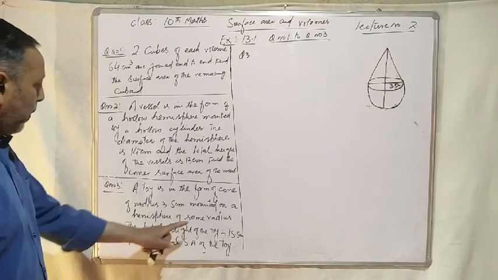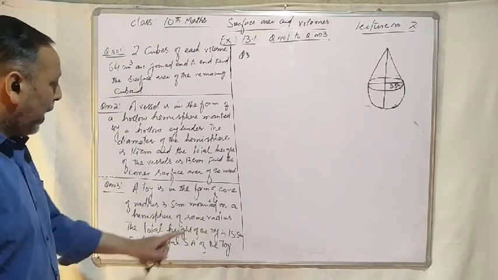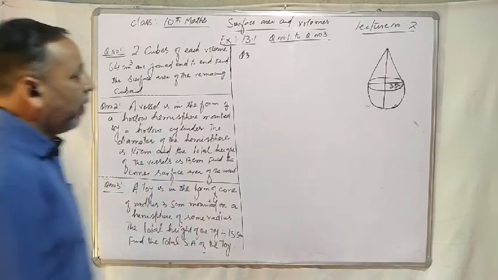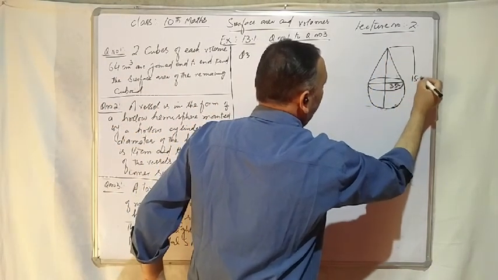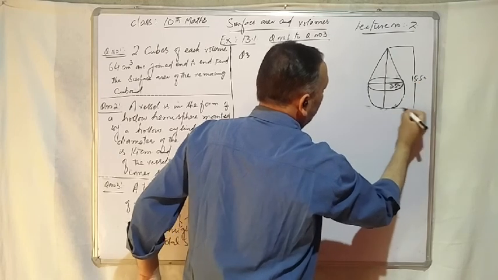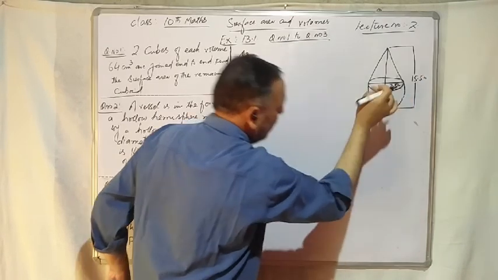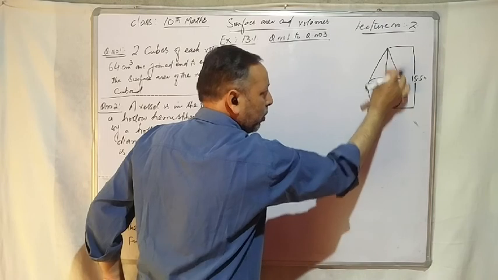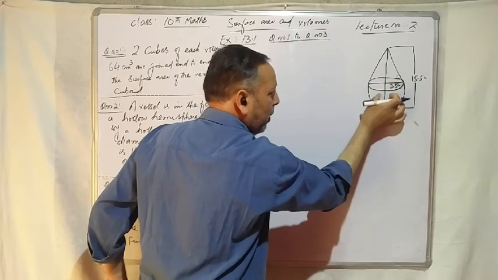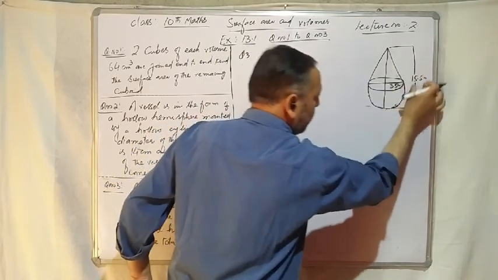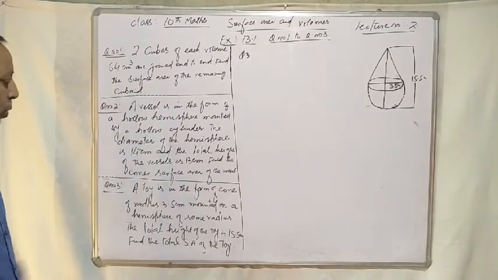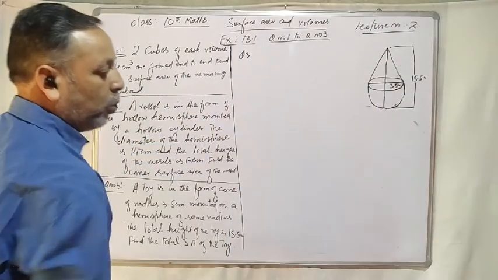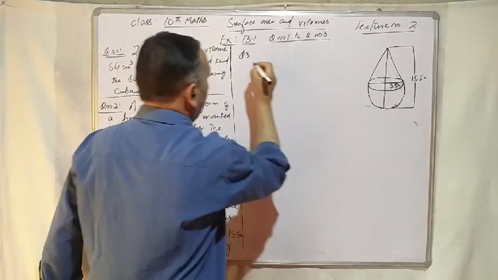Mounted on a hemisphere of radius, total height is 15.5. The total height of this toy is 15.5 centimeter. That means this is the total height, that means height of the conical portion plus radius of hemisphere, which is 15.5 centimeter. Find the total surface area of the toy. You have to find the total surface area of this toy.